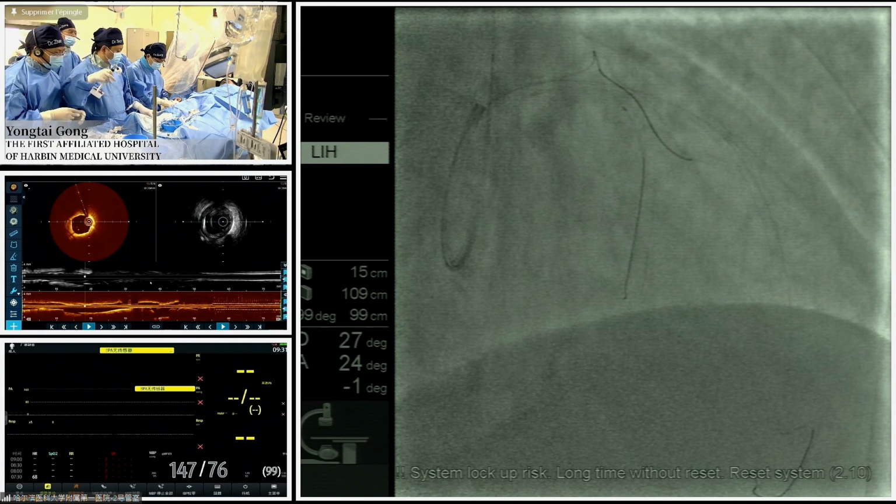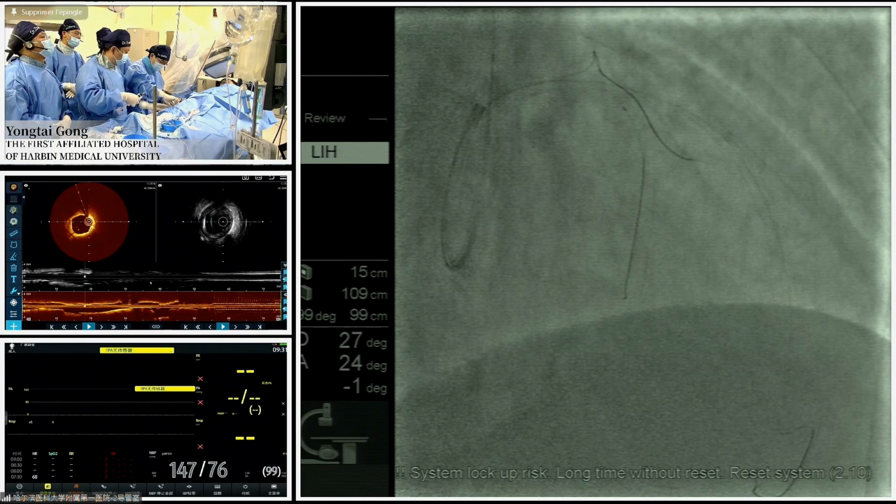Of course, yes. So for the left main lesion, the bifurcation left main lesion, rule number 1 of the PCI is to identify whether it is a true bifurcation lesion.